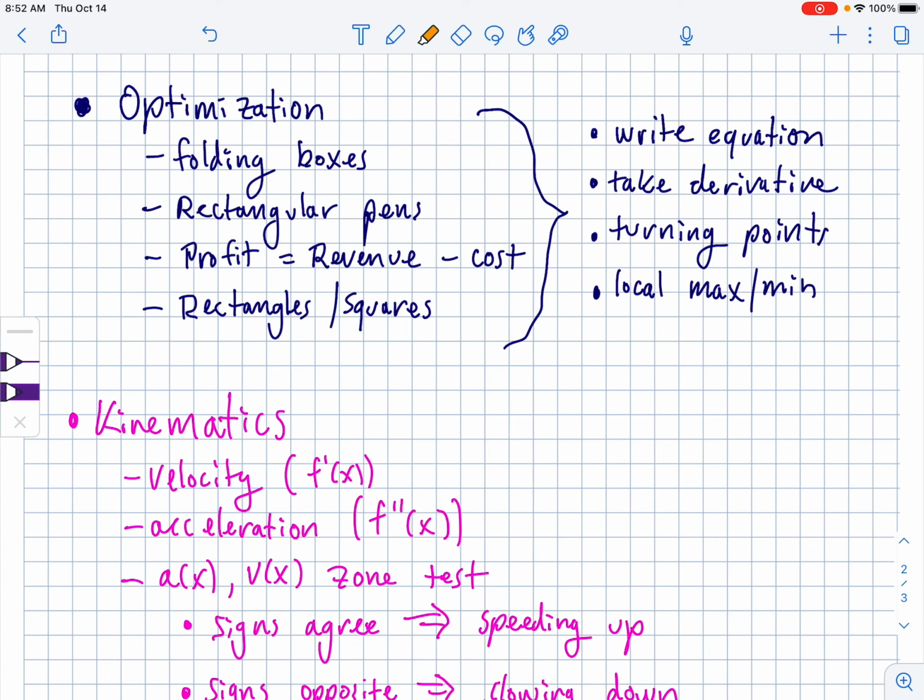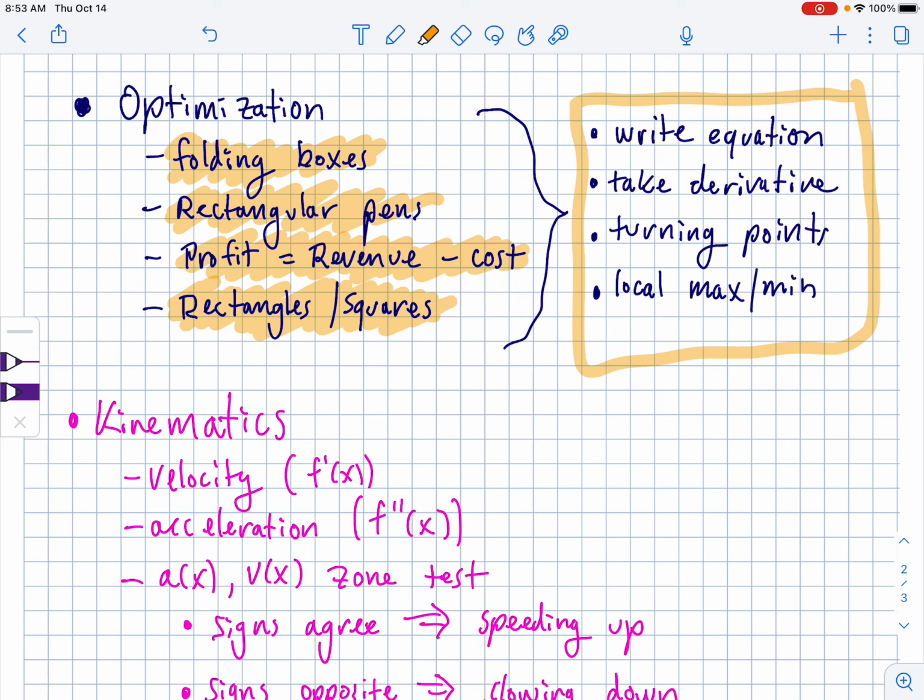Optimization. There's really no good way to tell you how to study. Well, no, I mean, do all the homework problems and review problems, do everything you can get your hands on for optimization, because it's really kind of a crapshoot what you're going to see in terms of an assessment or an IB exam. So far, we've done folding box problems, rectangular pen problems, and profit problems, which are revenue minus cost. And then we've done some basic geometry ones where you're finding either perimeter or area of rectangles and squares. I think those are the shapes that came up. I don't even think we did a triangle.